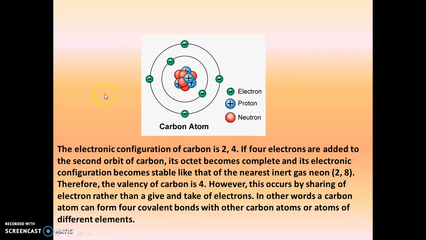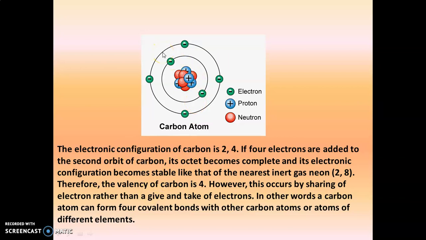This we have studied last year, that to attain stability, some elements either give electrons or some elements accept electrons. Now carbon has 4. So to make an octet, it requires 4 more. If it gets 4 electrons, its octet will be completed. And you all know that the number of electrons that are exchanged is termed as valency. However, this occurs by sharing of electrons rather than give and take of electrons.